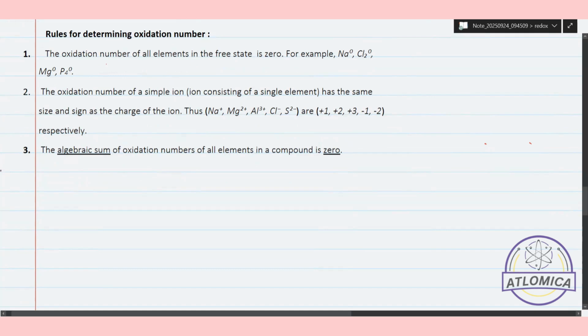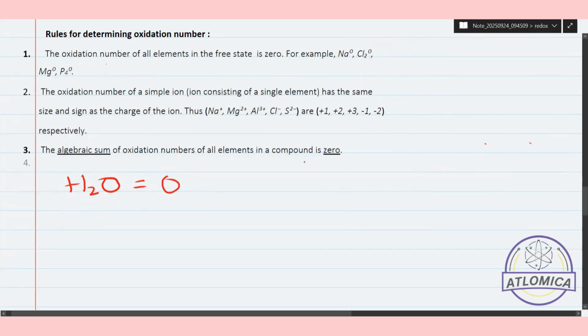That means in H2O, the overall oxidation number of all the elements in this compound, consisting of hydrogen and oxygen, would be 0. But if we want to find out the individual oxidation number of hydrogen or oxygen, we can use an algebraic equation to find that out. And I'll show you how.